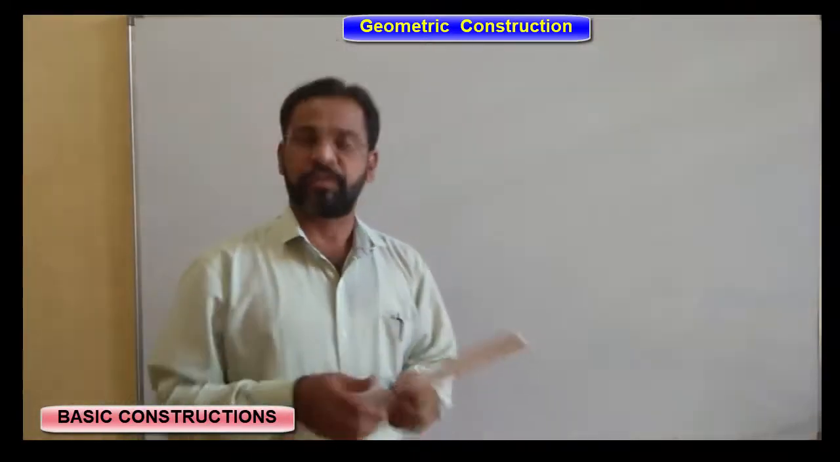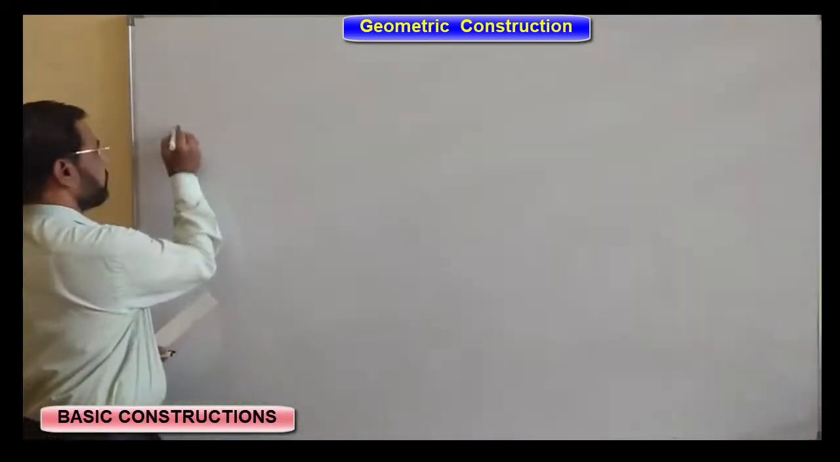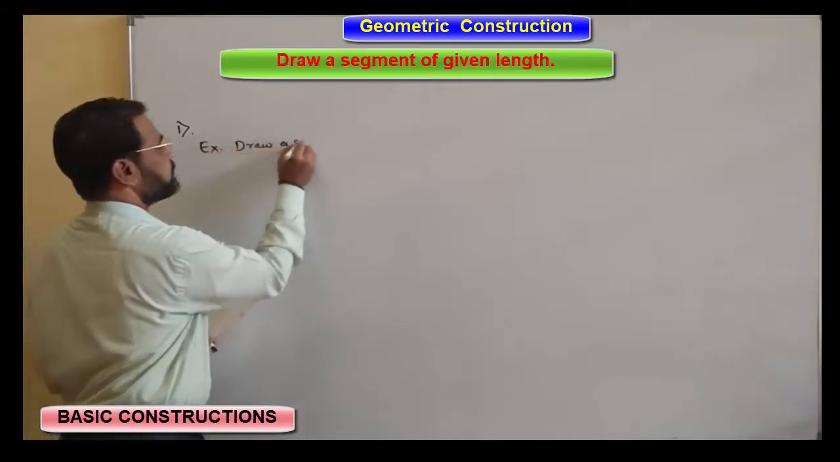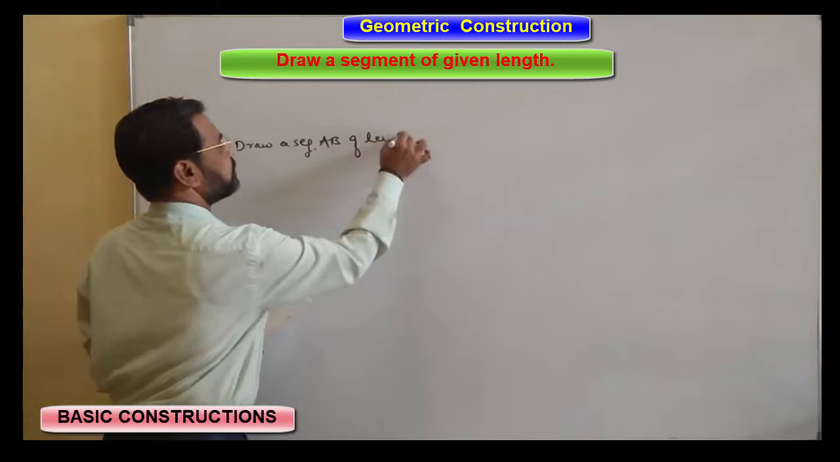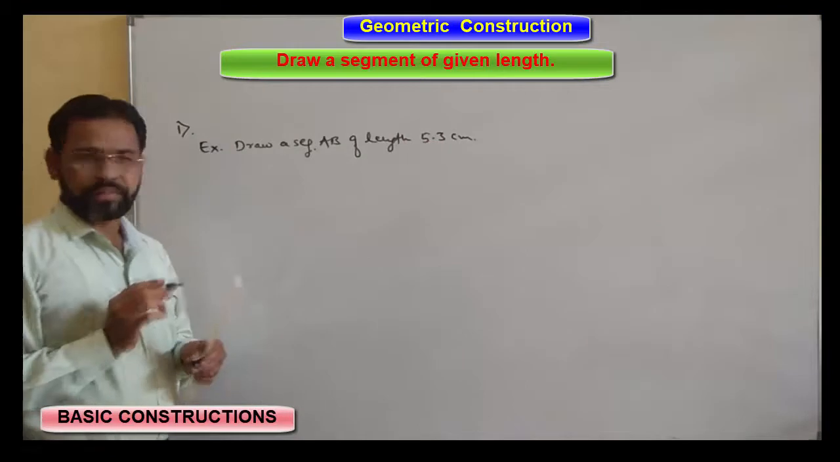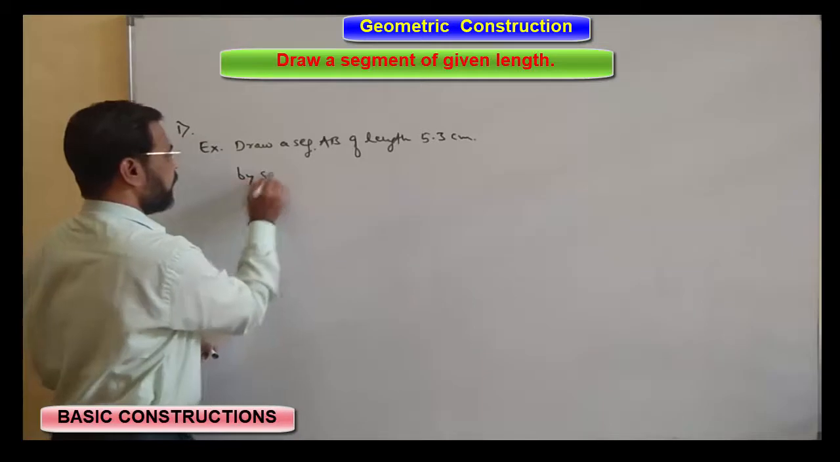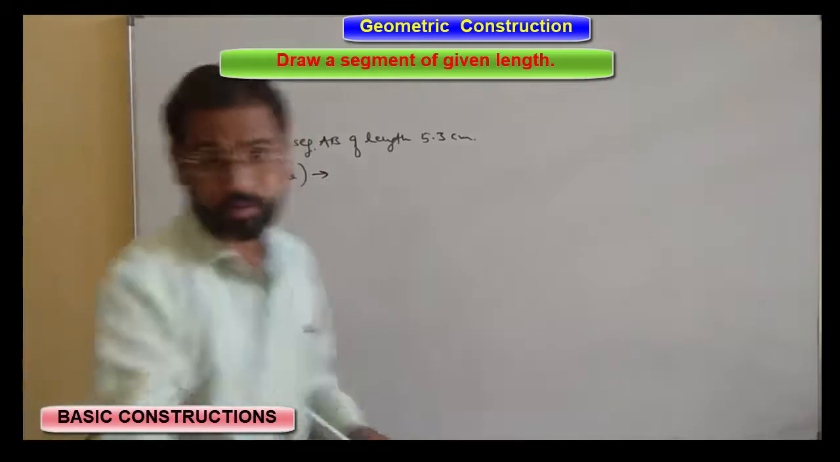See friends, the first one is what? Draw a segment of given length. Okay, first we'll take one example. Draw a segment AB of length, suppose 5.3 centimeter. Okay friends, now I am going to draw this one by using only scale. Okay, by scale. It is one of the very important ones.